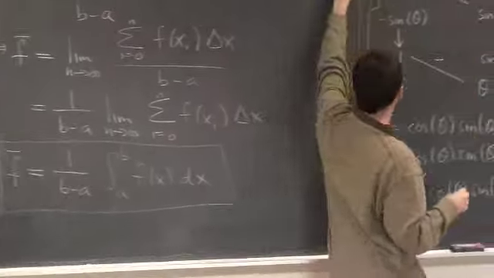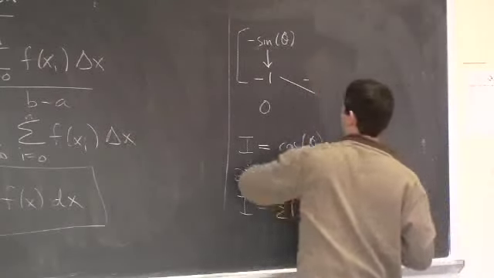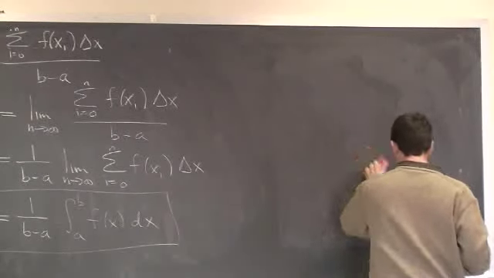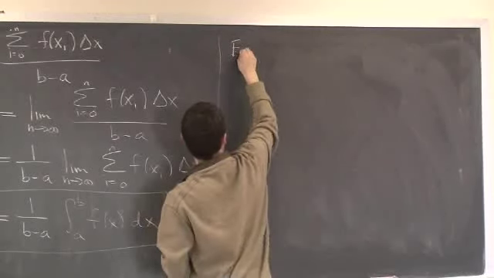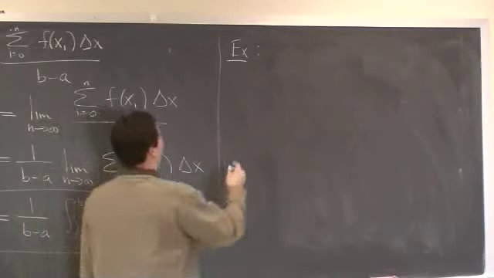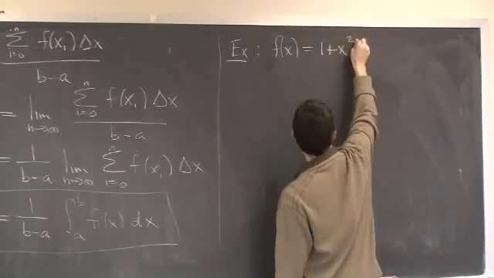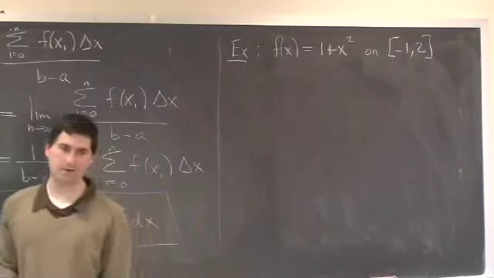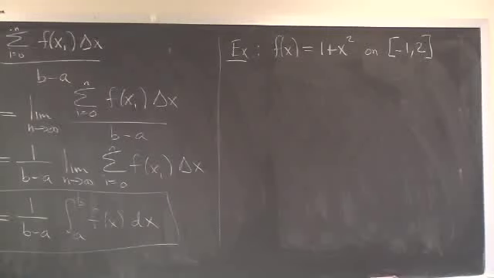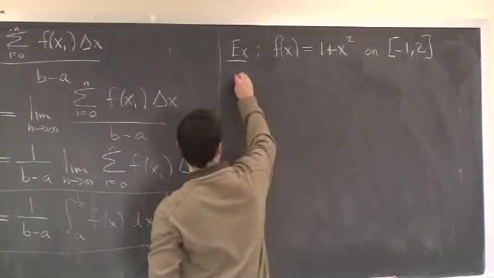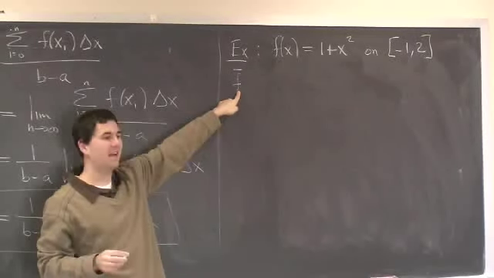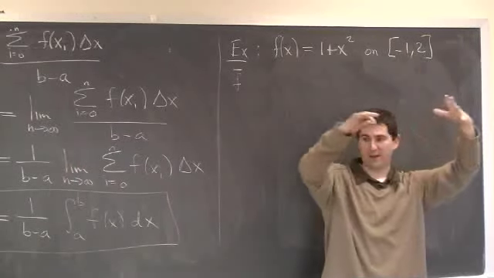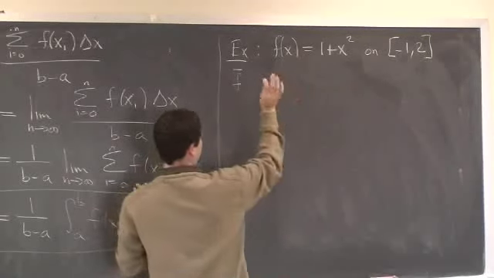Okay, let's do a quick example of using the formula, though it's not that complicated. Let's take the function 1 plus x squared on the interval minus 1 to 2, and let's find the average value of that function. We just use the formula. In this case, a is minus 1, b is 2. In this notation for f bar, I'm hiding the fact that we're looking at the average value on the interval. It's not the average value of the whole function everywhere, it's just on the interval. But I won't write that when there's no confusion.